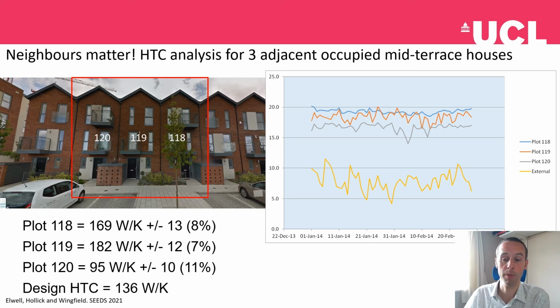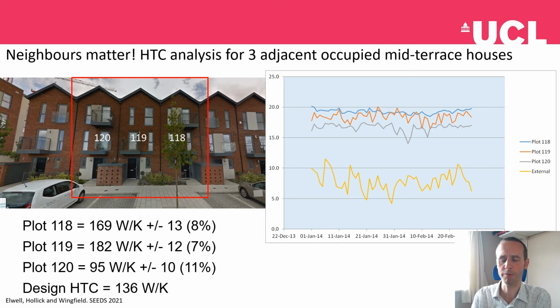It's very low because there's actually a lot of gains into that home through the walls from 119 and probably 121 as well, where they're providing free heat, and this pushes up the losses for plot 119 to give a higher estimated HDC, which is still higher than the design.